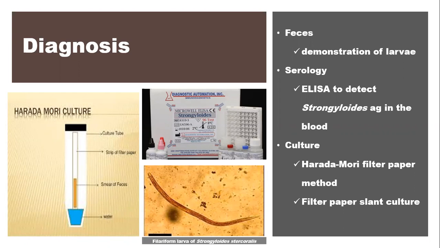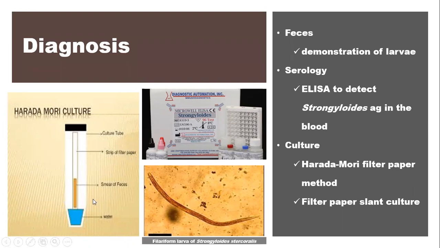Microscopy using stool sample is not the best. Serology may help. ELISA to detect the antigen in blood. And then you can do what we call the culture approach. And one of the good ones is the Harada-Mori filter paper method. Although we say it's culture, it's a misnomer. This is a personal opinion, because you're not actually culturing anything.